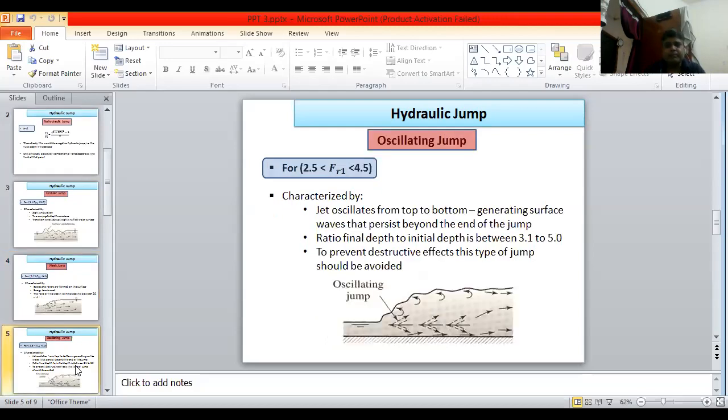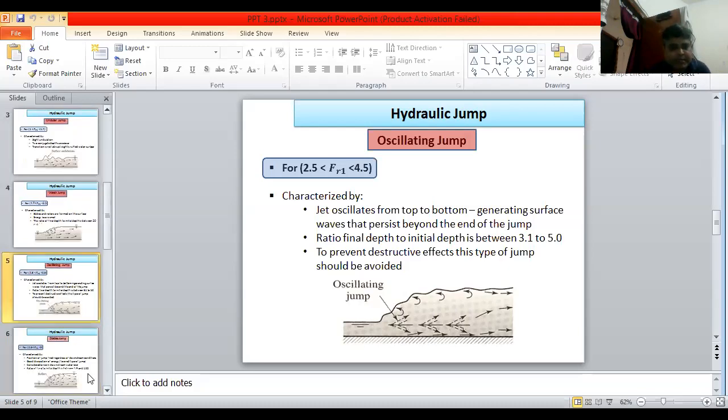Now, the oscillating jump: Froude number varies from 2.5 to 4.5, characterized by a jet oscillating from top to bottom, generating surface waves that persist beyond the end of the jump. The ratio of final depth to initial depth is between 3.1 and 5. To prevent destructive effects, this type of jump, that is the oscillating jump, should be avoided.